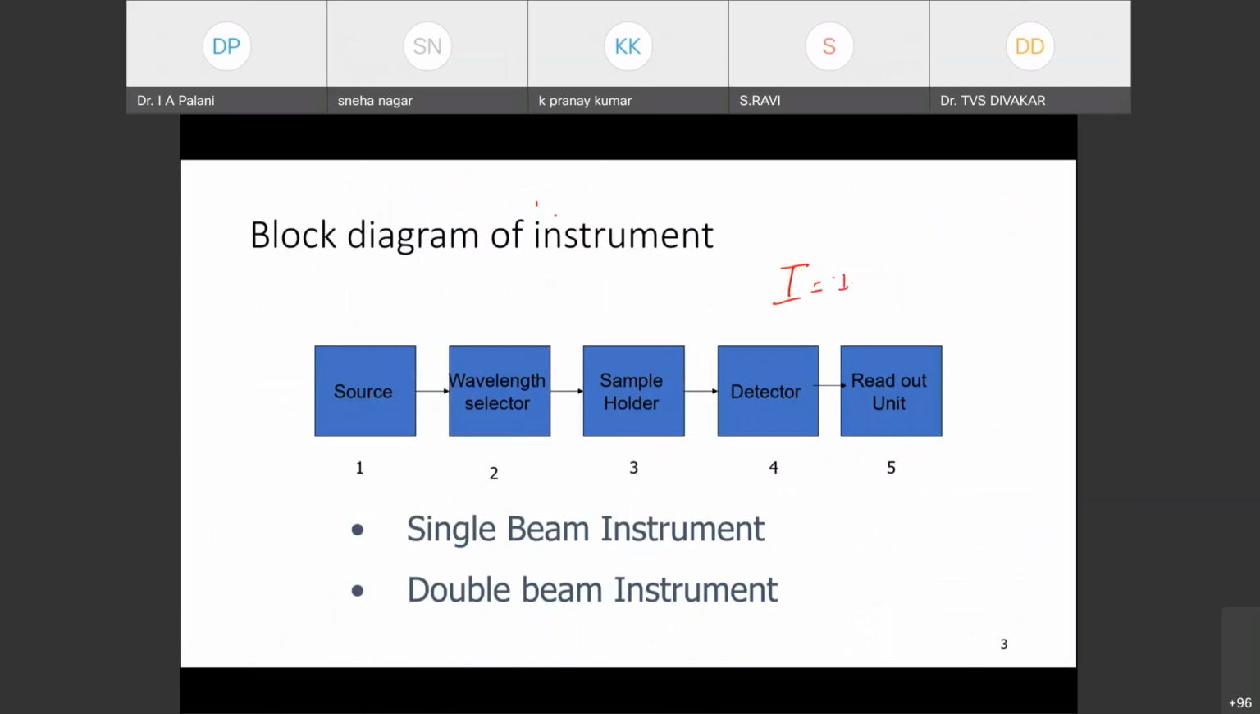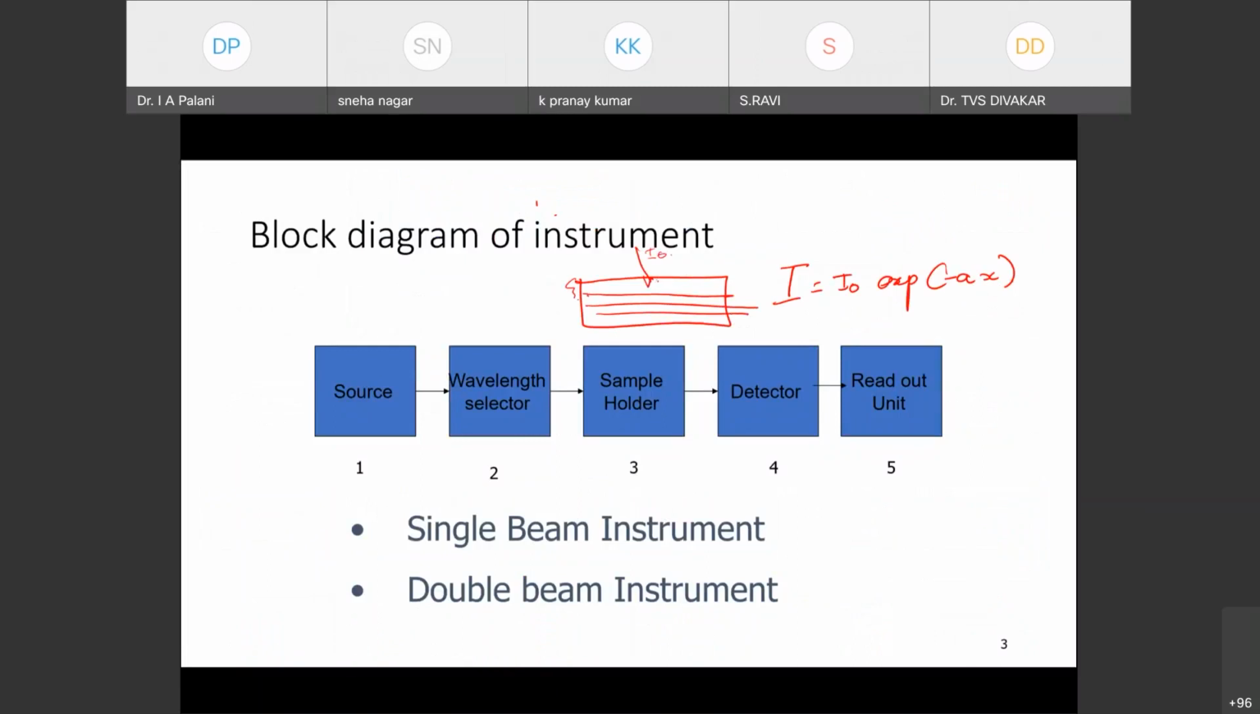I equals I naught exp minus alpha into x. That is, suppose this is my material. I am discretizing the material into different nanometric levels. So when the light falls on it, this is the incident intensity I naught.